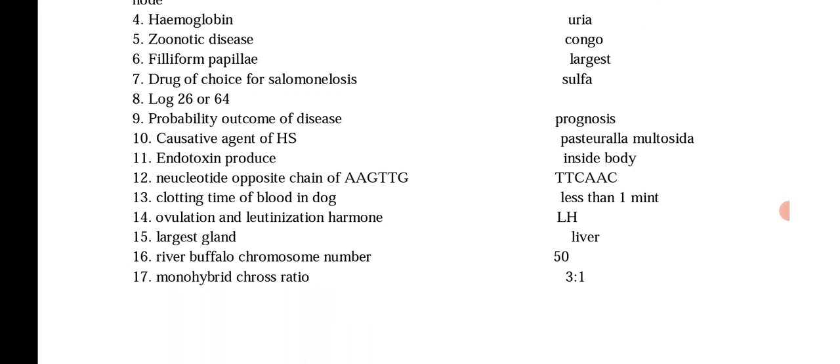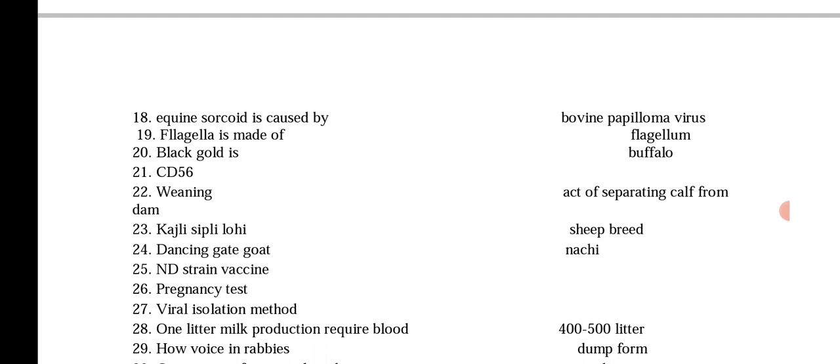Half century are the number of chromosomes in river buffalo. Monohybrid cross ratio is 3:1. Equine sarcoid is caused by bovine papillomavirus.